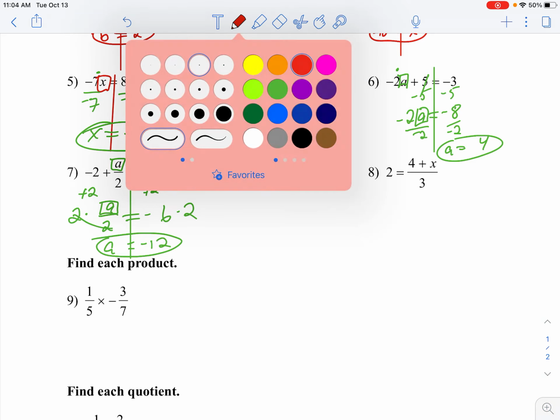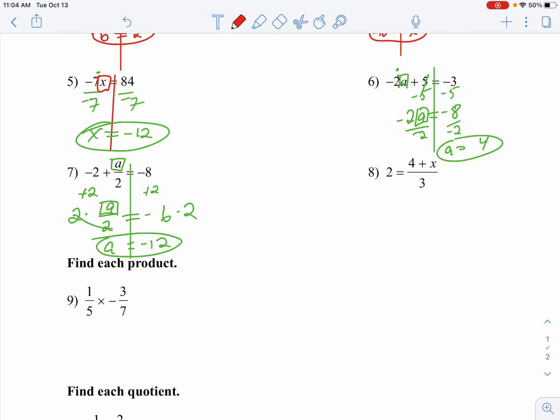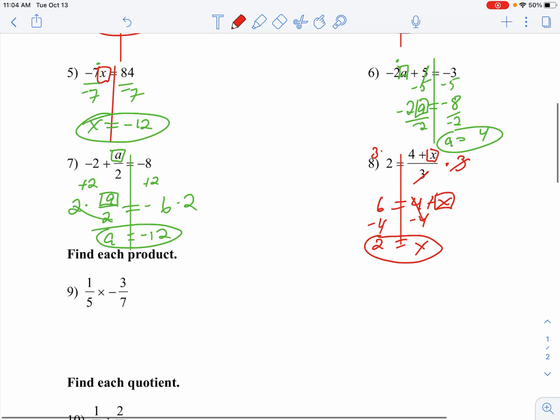Now, number 8, it's very similar, but it also is different because both 4 and x are being divided by 3. So it's similar to number 7, but both 4 and x are being divided by 3. So I have to get rid of division first, and we talked about this in our notes today. 3 times 2 is 6. On the right-hand side, 3 divided by 3 cancels out. And now I can go ahead and get rid of that 4. I have a lot of people that will want to subtract 4 to start off with, and you can't, because that 4 is kind of locked away because it's being divided by 3. So you first have to get rid of that division of 3 by multiplying.